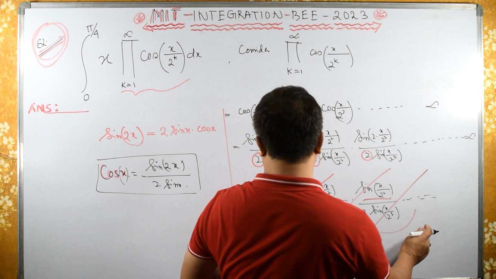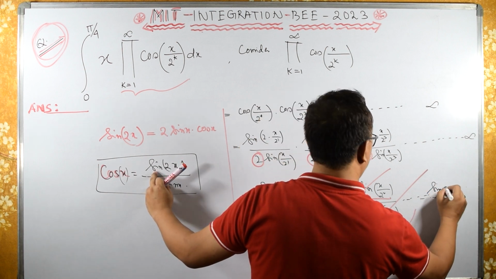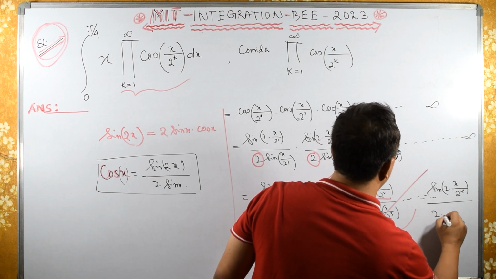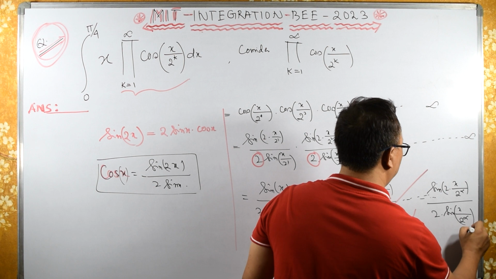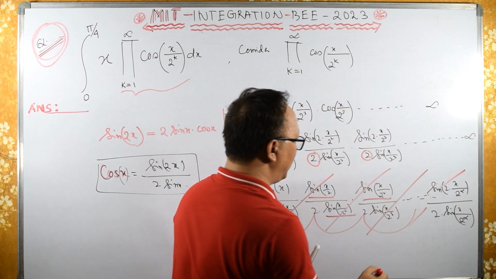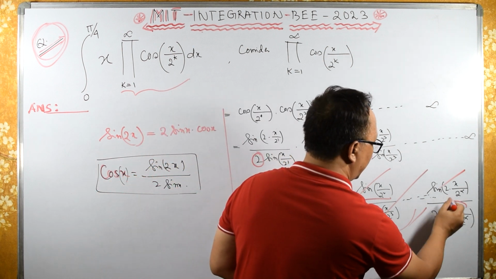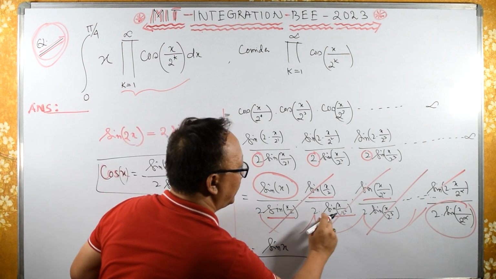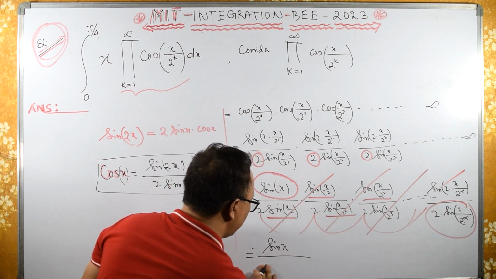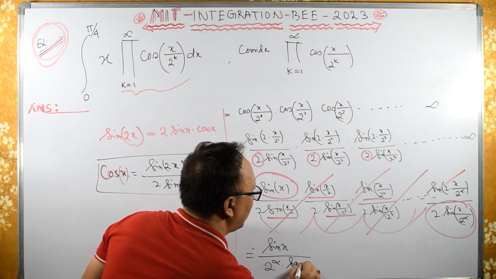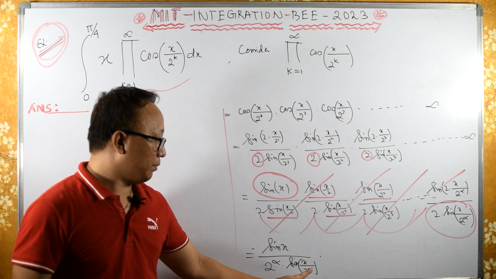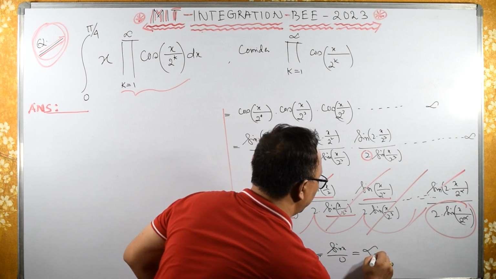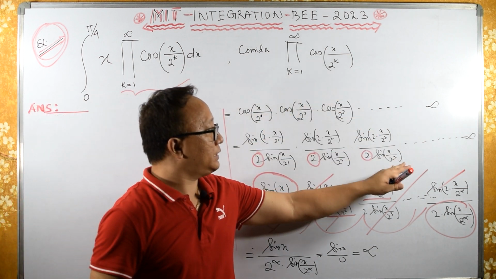Now if I want to write the last term, I will get sine of 2 into x upon 2 raised to infinity, upon 2 into sine of x upon 2 raised to infinity. This term and that term will get cancelled, but the remaining terms will be this term and this term, right? So this equals sine of x upon 2 raised to infinity into sine of x upon 2 raised to infinity. Sine of x upon 2 raised to infinity becomes 0, sine 0 is 0. Therefore, sine of x upon 0 becomes infinity.